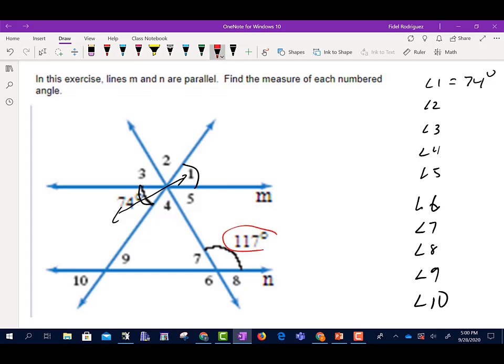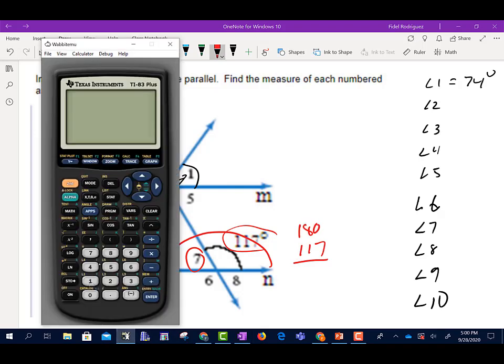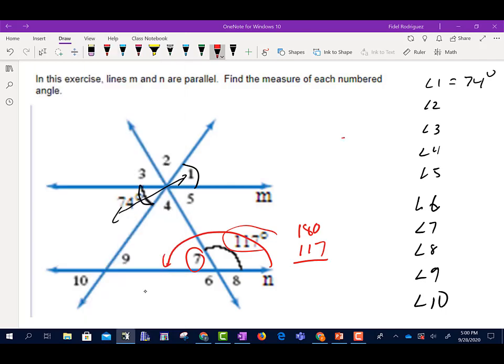We have another angle here. It says it's 117. Remember this here would add up to 180, okay? So if I wanted to find, say, the measure of angle 7, I could say, let's take 180 and let's subtract 117. So 180 minus 117, that's giving me 63. So what that tells me now is that this angle here is 63 degrees.